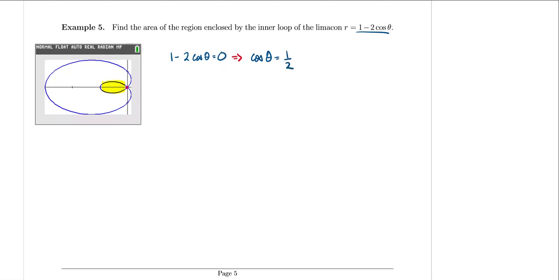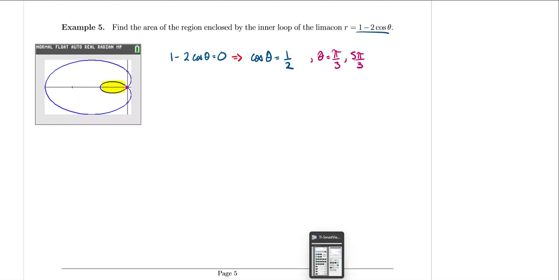Now let's see what angle gives you a cosine value of 1/2. Once more, since the limacon was traced as theta went from 0 to 2 pi, we're only focusing on angles between 0 and 2 pi, and the angles that give you a cosine value of 1/2 are theta equals pi over 3 and theta equals 5 pi over 3.